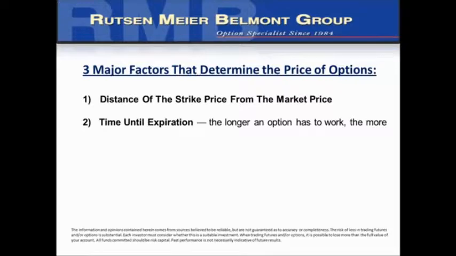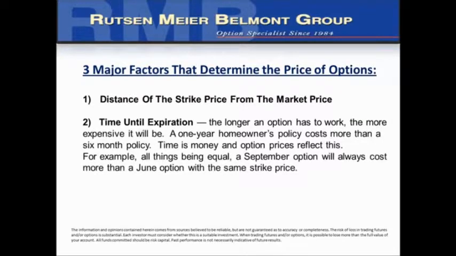Second, time until expiration. The longer an option has to work, the more expensive it will be. A 1-year homeowner's policy costs more than a 6-month policy. Time is money, and option prices reflect this. For example, all things being equal, a September option will always cost more than a June option with the same strike price.